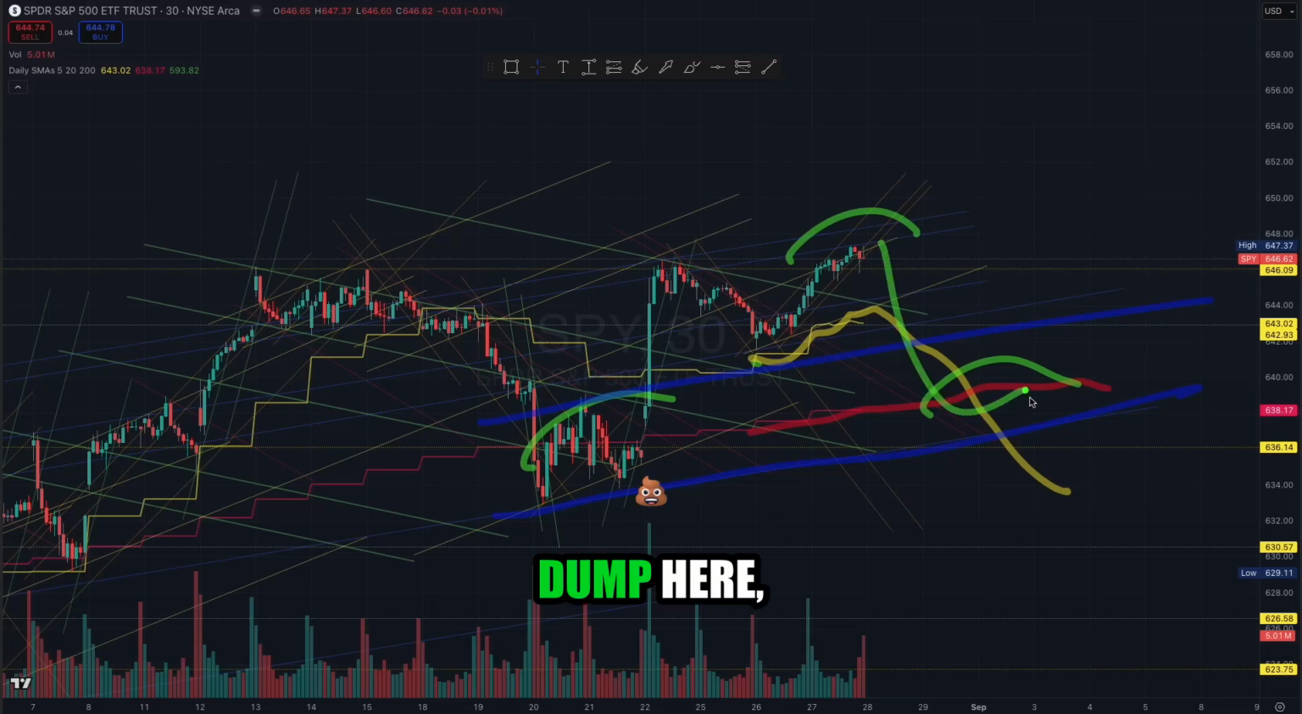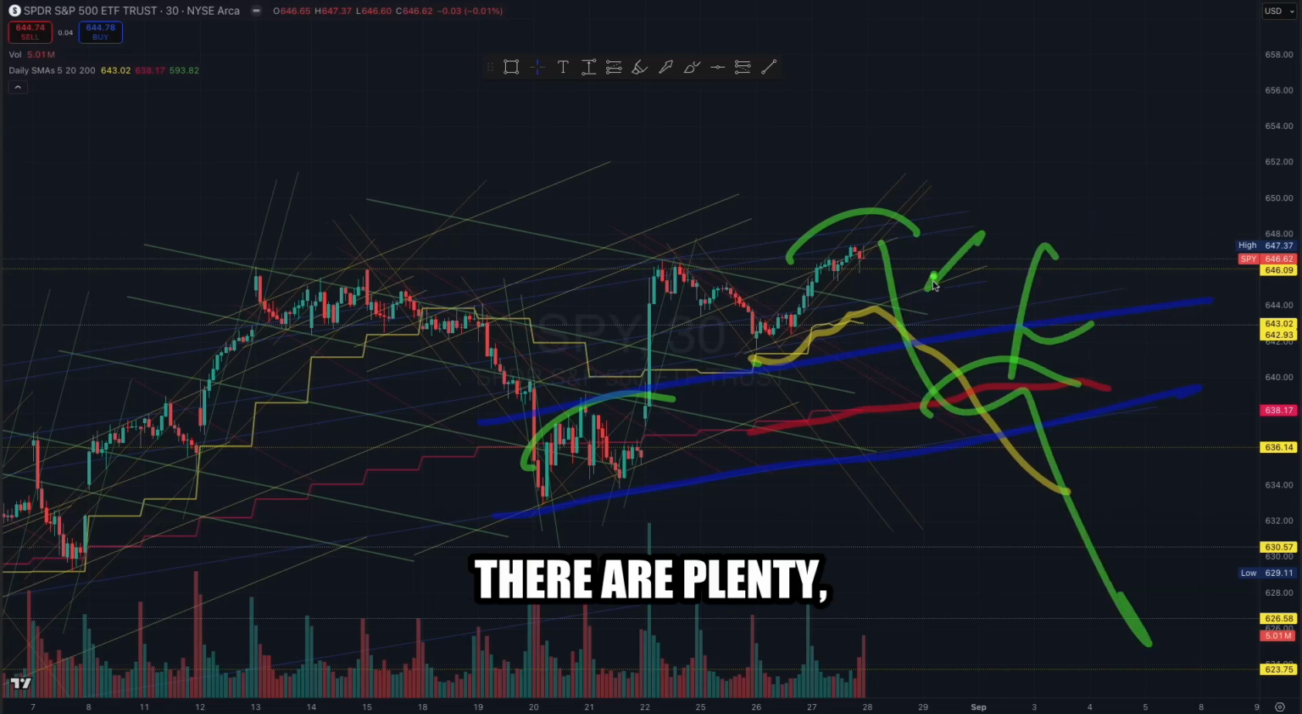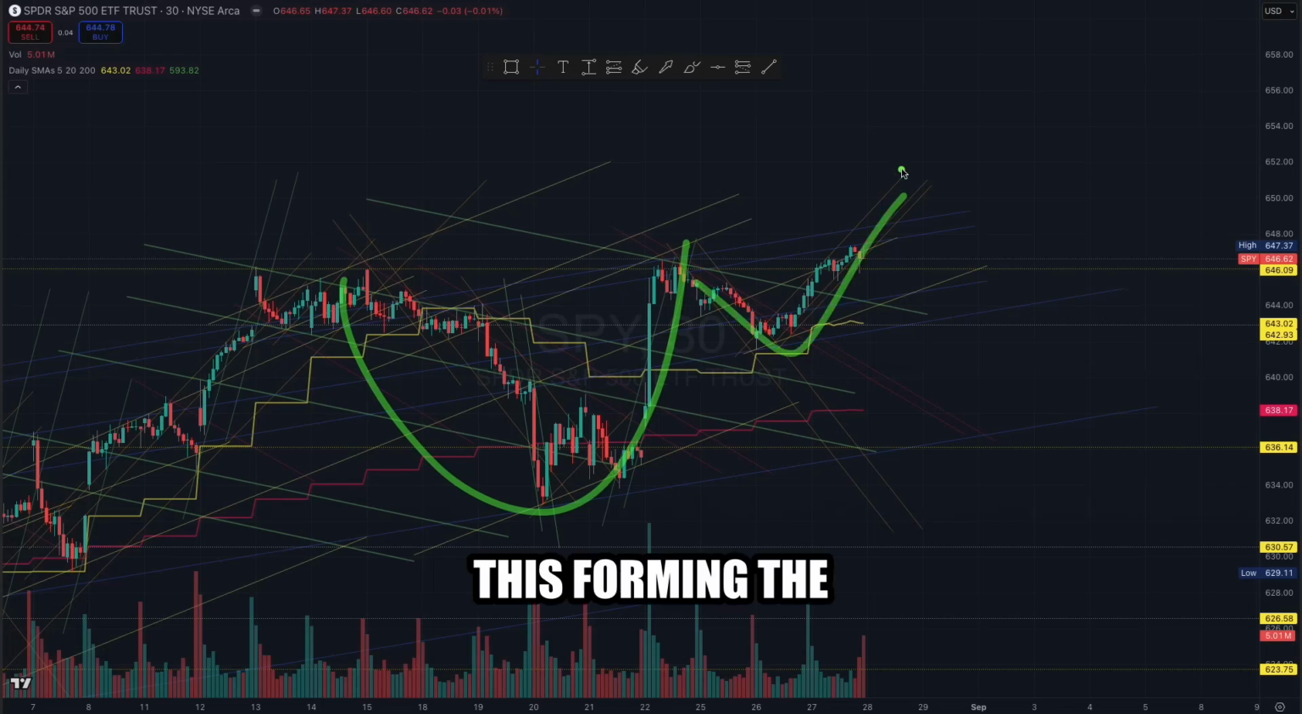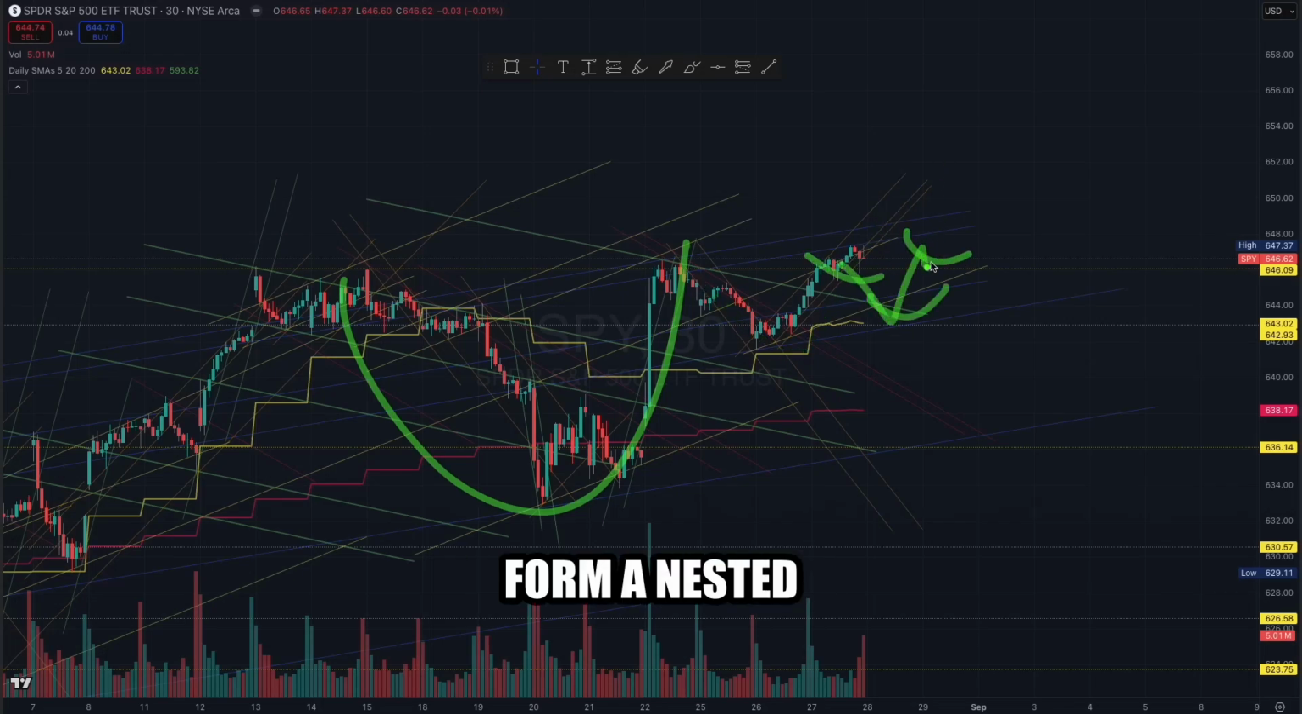If the market wants to dump here, you will not miss out. There are plenty of confirmations to look out for. So just be more mindful of that. We have closed the cup. This is forming the handle. Now let's see if we form a nested handle here. So just be more mindful of that.